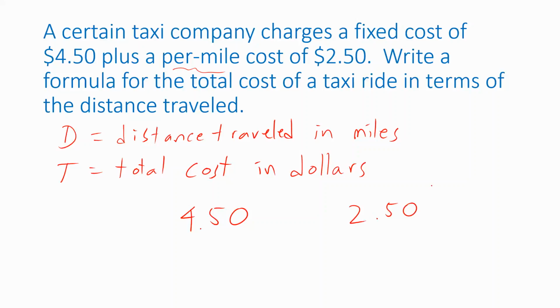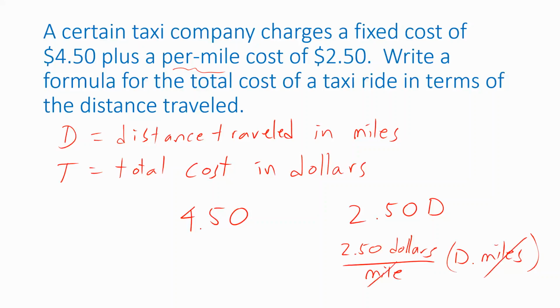And in order to figure out how much I'm going to be charged based on how far I go, I have to take this per mile cost and multiply it by the distance traveled. It might be helpful to think of this in terms of units. You have $2.50 per mile times D miles. And so if you think in terms of units here, when I multiply these two together, if I cancel the miles units, I'm left with 2.50 times D dollars.